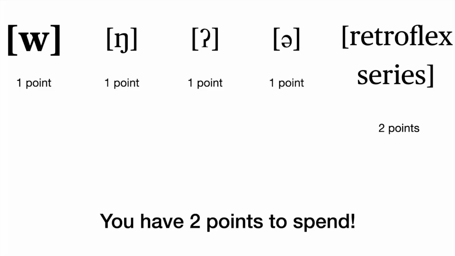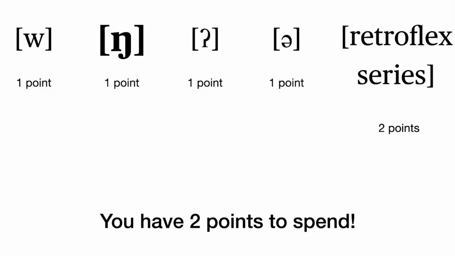First up, we have the labial velar approximant, W. It's just basically the W sound. That costs you 1 point. Next, we have the voiced velar nasal, Nga. That costs 1 point. We have the glottal stop. It kind of sounds like someone stubbed their toe. And that costs 1 point. And we have the schwa, and that will cost you 1 point.